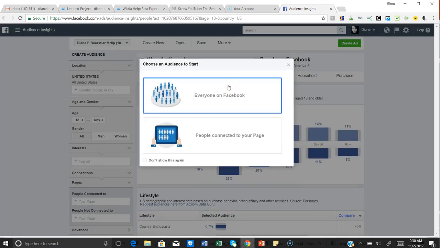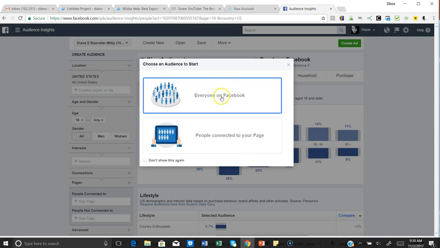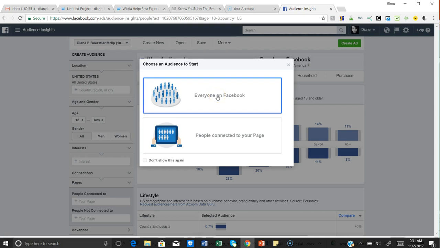Okay, so what we're going to do is first choose everyone on Facebook. Now, let me back up a bit. If you already have a Facebook page and a ton of fans, and you have a brand line that solves the same problem with multiple different products, you can go and look at the people connected to your page, right? You'll get the same information, but more tuned into the people who've already connected with your page. Now, as a side note, just because they're connected to your page doesn't mean that they are most likely to purchase your product. If you have a highly engaged page or group, you want to do this. If not, then go to everyone on Facebook.